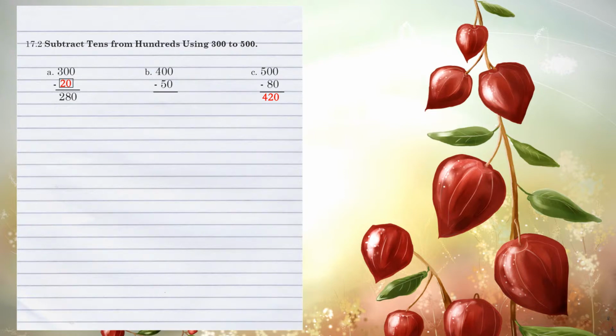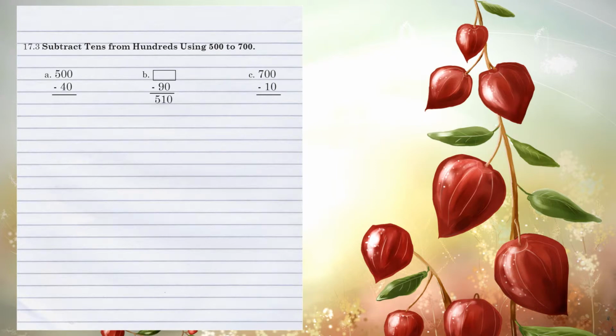Let's look at example B. 400 minus 50. Starting with the ones column, 0 minus 0, 0. Tens column. Cannot subtract 5 from 0. So we're going to come over here, cross out the 4, make it a 3. Take that borrowed number, make the 0 a 10. Now 10 minus 5 is 5. The 3 just comes down for an answer of 350.